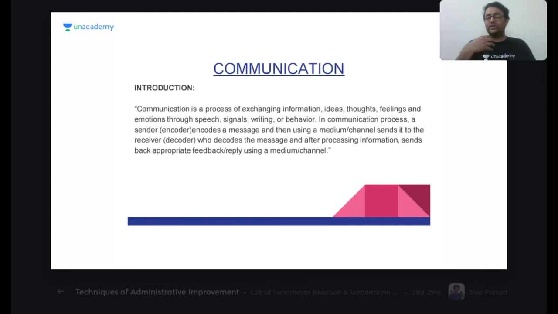Now let's take all of us for example. Who is the encoder here? Who's sending the messages? Initially, I am sending the message, so I am the encoder. What is the medium I'm sending it through? I am sending it through the Unacademy platform right now. So the encoder, the sender of information, is me, the medium is Unacademy, and the receiver is all of you who are listening to my session today. Once you receive the message, you decode it. When you decode a message, it is very important that you decode it in the same language in which I meant it.